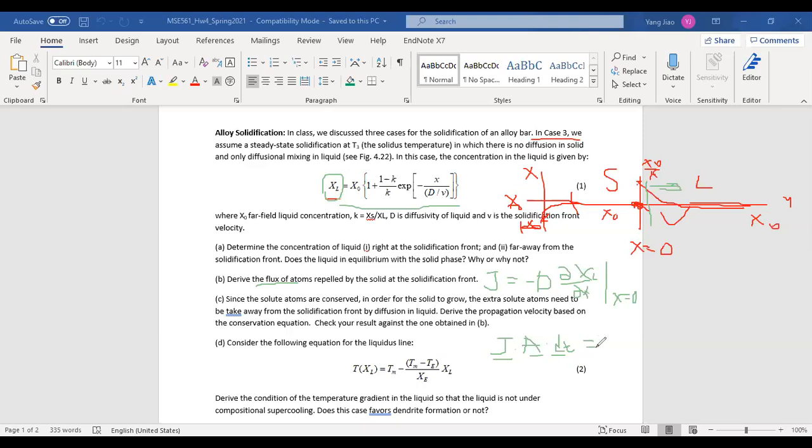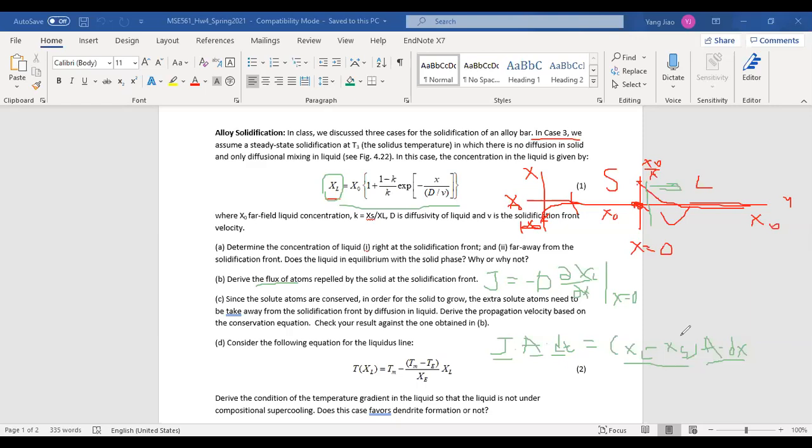This should equal the difference of the composition, XL minus XS, times A times dx. Here dx is the propagation of the solidification front during time dt, so A dx is the volume, and this is the difference of the compositions. Overall, this is by definition the number of atoms repelled by converting a small amount of liquid into solid. The conservation equation implies that these two should equal one another.